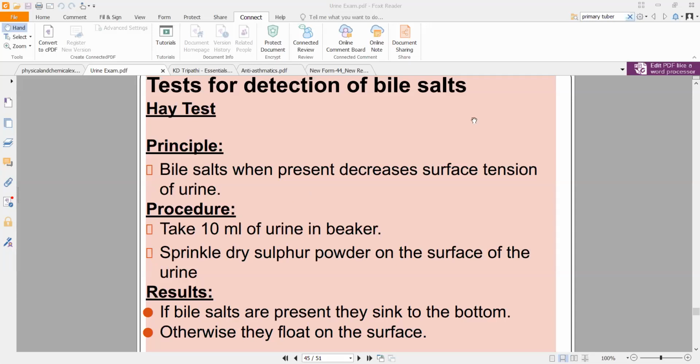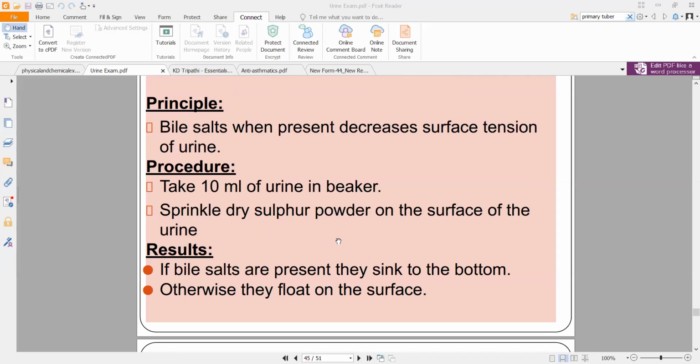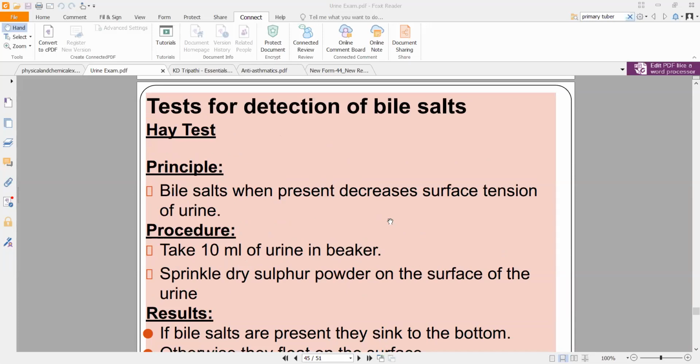All right, we'll continue with this tomorrow. We have less than 1 minute left. All right, I'll repeat this once again in case you guys didn't understand what surface tension is, what the surface tension of urine is, and what bile salts do. Okay, see you tomorrow then.